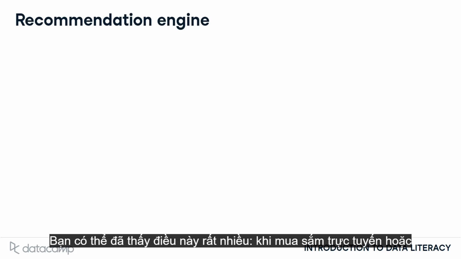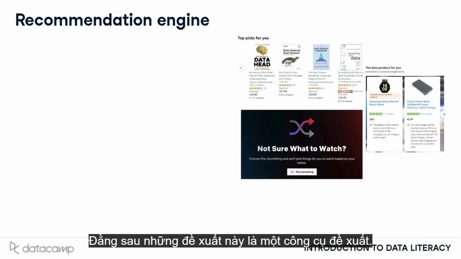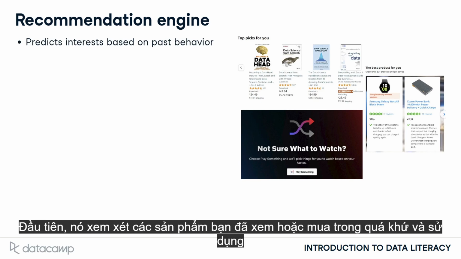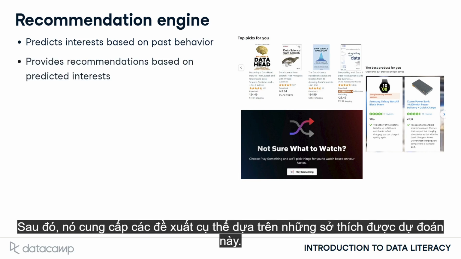You've probably seen this a lot when shopping online or watching a movie on Netflix. You're recommended what to buy or watch next. Behind these recommendations is a recommendation engine. It first looks at the products you viewed or purchased in the past and uses this as data to predict what other products you would be interested in purchasing. Then it provides specific recommendations based on those predicted interests.